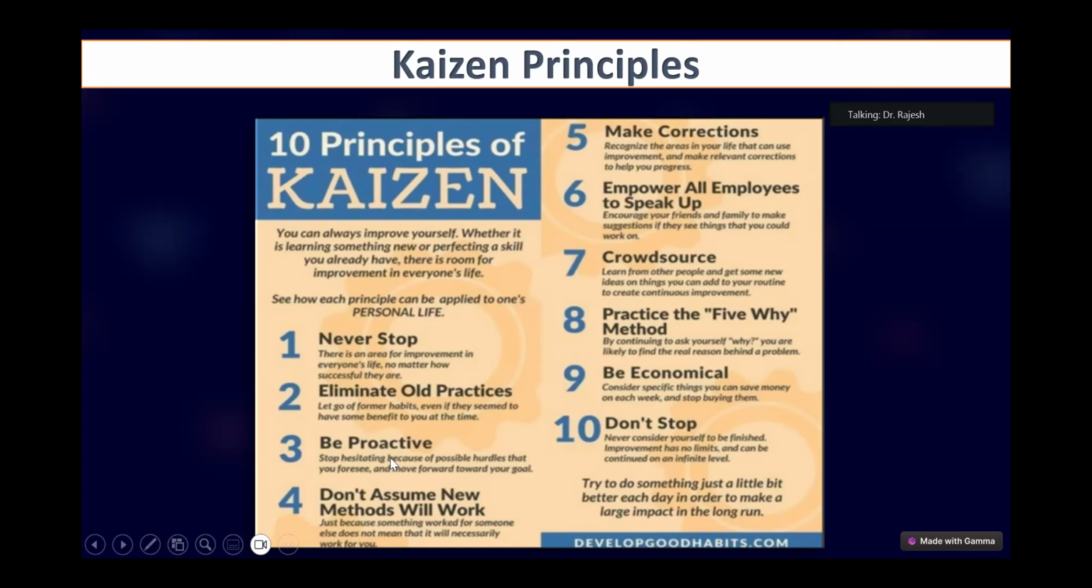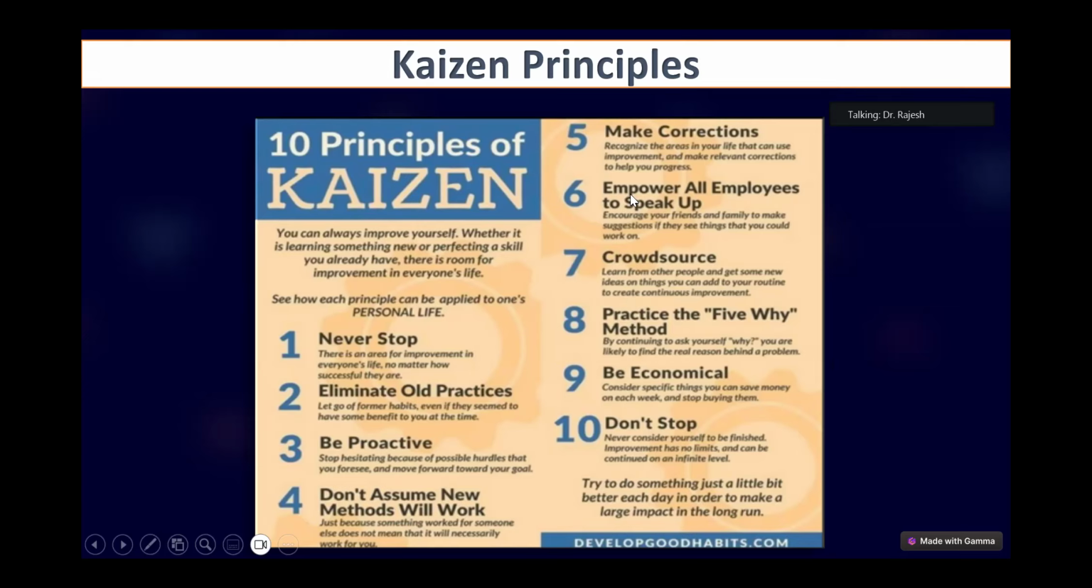Don't wait for the people to miss the modifier. Be proactive. How am I going to act and make them understand this modifier is very important? And don't assume any of this new method will work. We discussed around 5 or 6 different methods. Don't assume it will work. Start monitoring and make corrections. Whatever you are going to implement, monitor whether it is working or not, and make corrections accordingly.